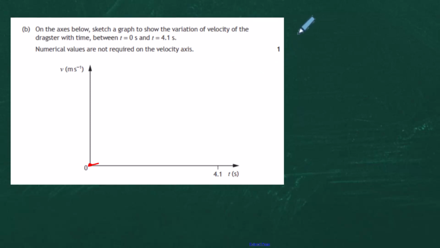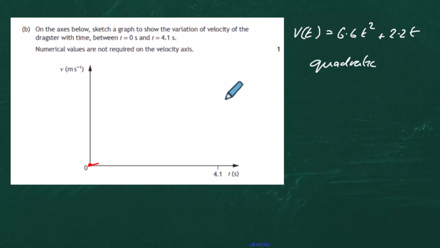Well, let's take a look at our formula for the velocity, v(t), and it's going to equal 6.6t squared plus 2.2t. And you can see, looking at this by inspection, that it's going to be a quadratic equation, of quadratic nature because of that t squared there. And because it's quadratic, you're going to get a parabola. And the parabola is going to be shaped like this.